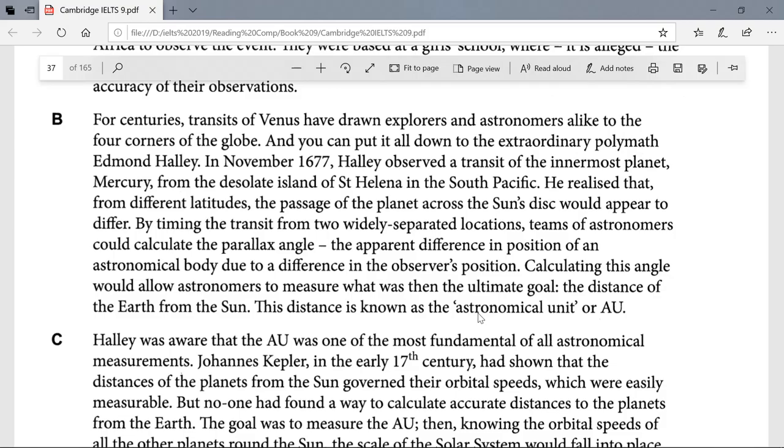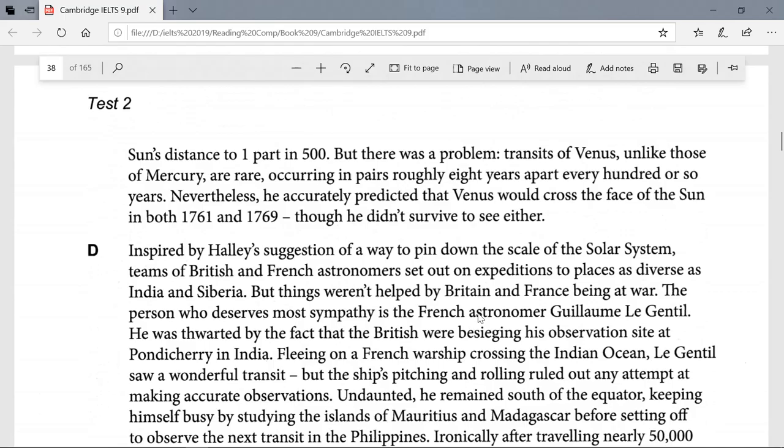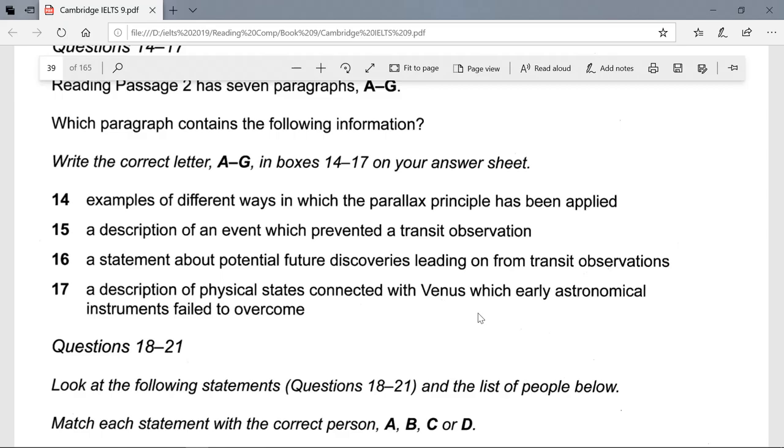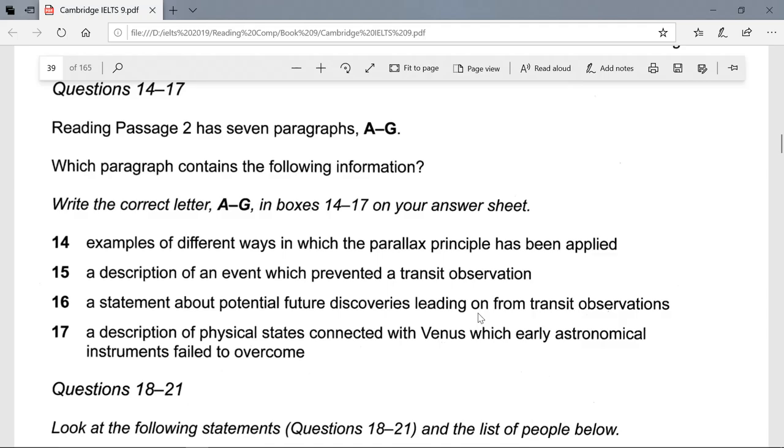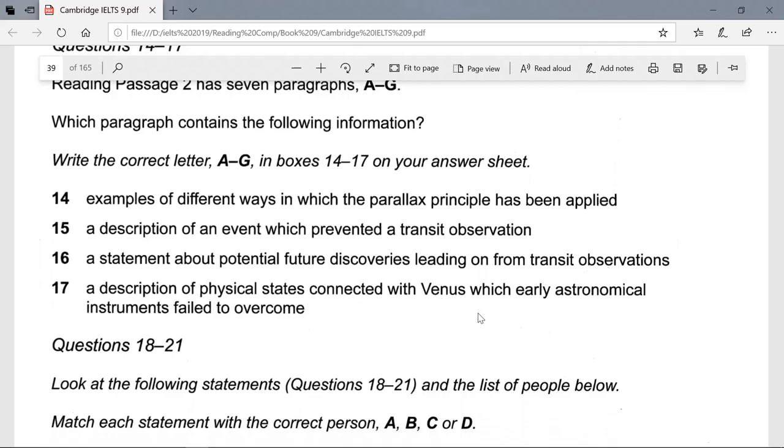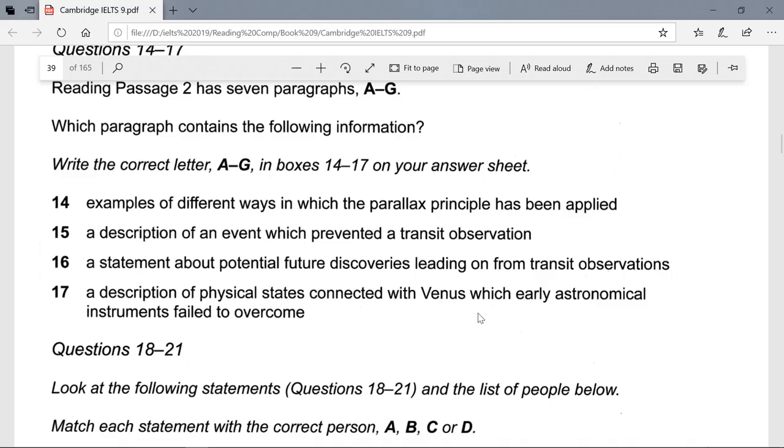So for centuries, transits of Venus have drawn explorers and astronomers alike to the four corners of the globe, and you can put it all down to the extraordinary polymath, this guy, and all the passages there. Now I'm not reading it, I'm going straight to the questions to understand what kind of questions there are. I understand it's talking about some kind of event which I cannot understand, but since it's about astronomy and I don't know much about it, I would rather see what kind of questions there are.